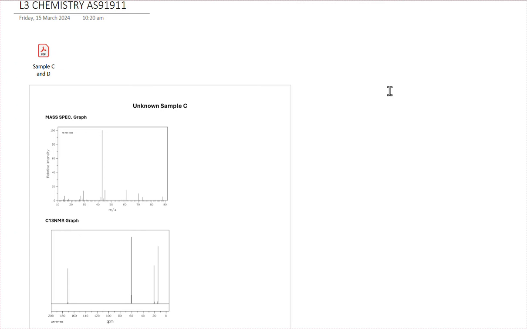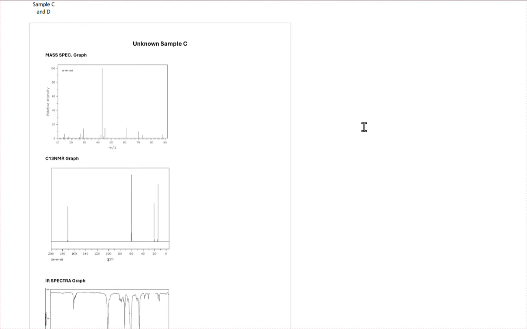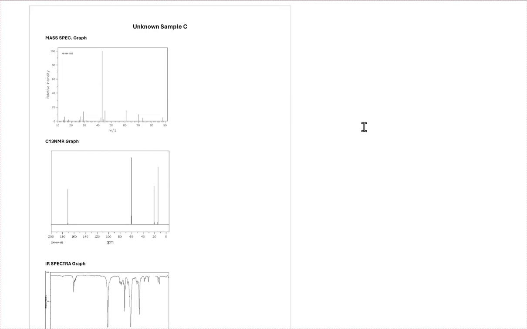I'll work through what features on the graph can give us information, and then we'll try to identify two or three different aspects from each graph. After I've done that, I'm going to put it together in a report to justify why the molecule I have selected at the end is the correct one. Okay, so let's have a look at these graphs for a start.